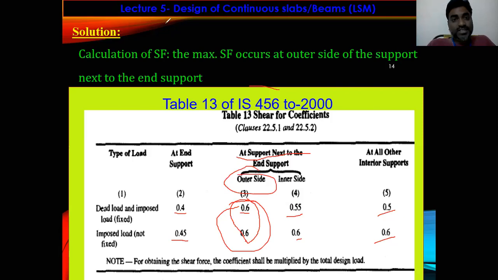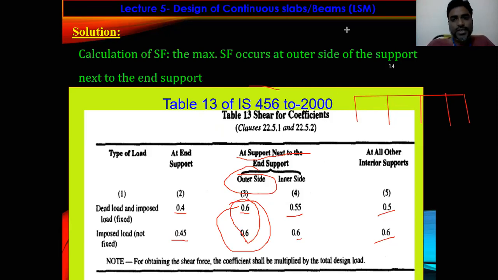So what is the outer side? You may have a doubt, right? As I told in the earlier class, suppose this is your continuous beam, for example. This is the support next to the end support. So it is continuous here, right? So this will become the outer side and this will become the inner side, right? So the outer side shear force is higher as compared to all.